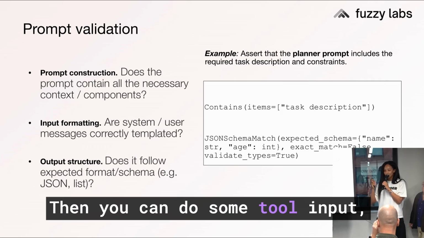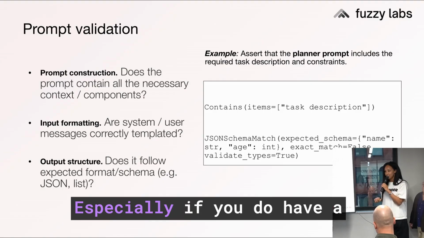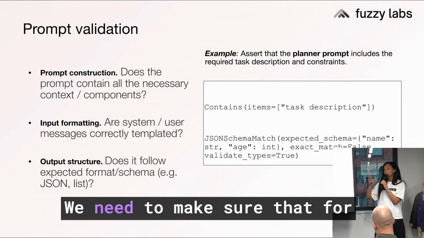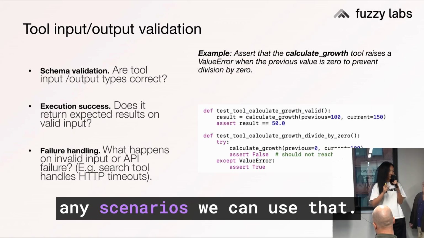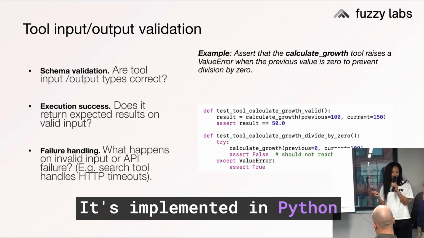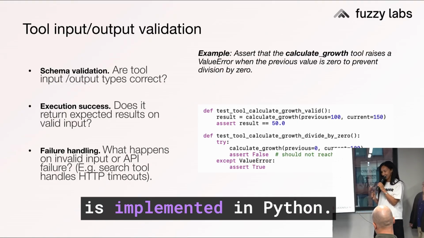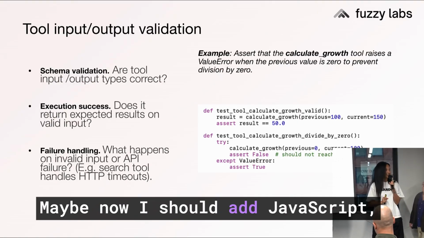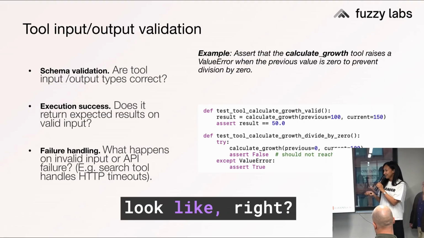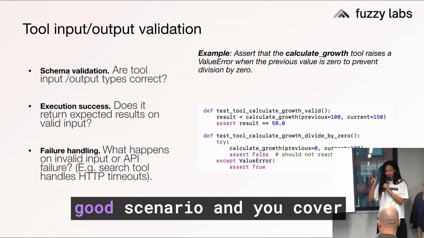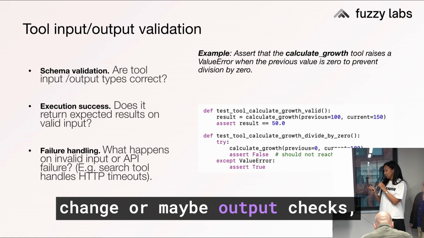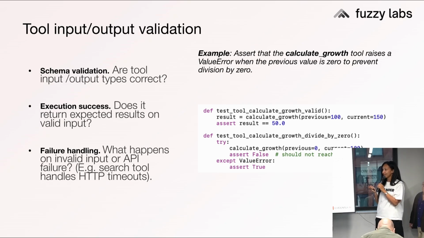Then we can do some tool input-output validation as well, especially if we have a lot of tools, and those tools can represent different APIs. We need to make sure that for any scenario we can use that. Here I have a small code example. It's implemented in Python because data science is implemented in Python. Maybe now I should add JavaScript, but mostly it's Python, right? That's how it might look. You come up with the good scenario and you cover it with some schema checks or maybe output checks, and it looks pretty nice.